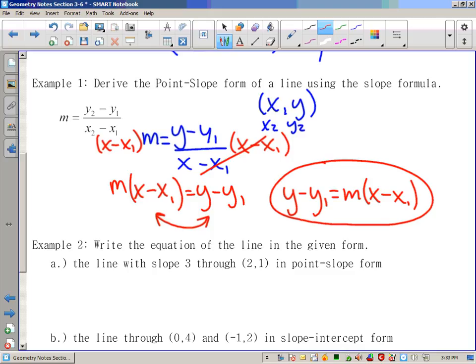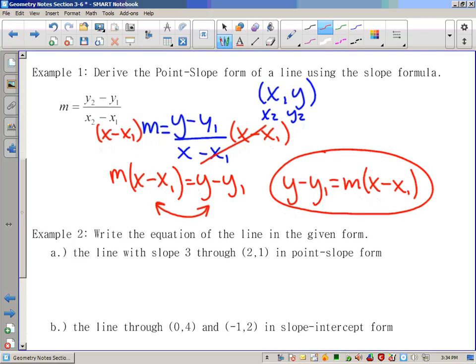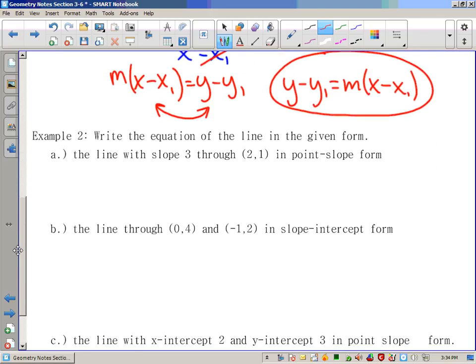I like point slope form because if you have a point and a slope, all you have to do is plug it in. So with example 2, if I'm writing the equation of a line, I'm told the slope is 3, so that would be m. And I'm told a point, that would be x1, y1. And I'm asked to put it in point slope form.